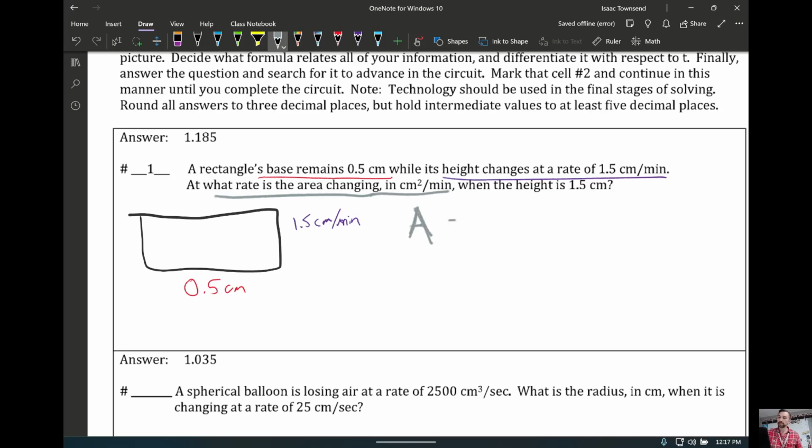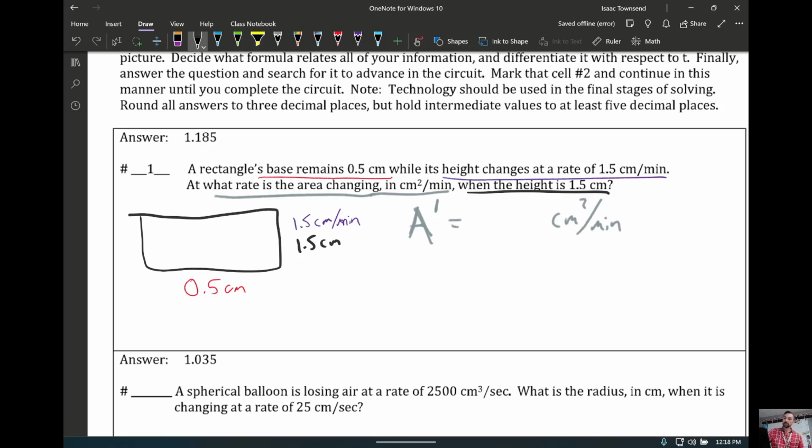So not what is the area, A, but how is A changing? How's the area changing? And since it's a rate, that's why it's per minute. And because it's area, it's why the unit centimeters are being squared. When the height is 1.5. So the only thing I don't like about this question is how they reuse this number. It kind of makes it seem like they're saying the same thing, but these are measuring two different things.